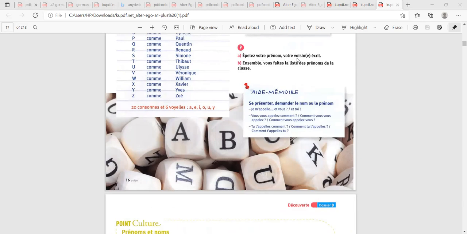Votre voisin. Voisin is my neighbor. Voisin. Répétez après moi. Voisin. Votre voisin. Voisin is your neighbor. What is a neighbor in French? Voisin. The oi sound is wa, and the in sound is the nasal sound. Repeat after me. Voisin. Your neighbor écrit, right? Is it clear to you, my team?